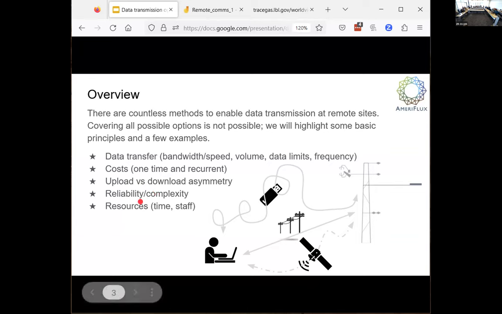We're always thinking about reliability of our systems and uptime, and it's something you want to think about for your data communications as well. And then lastly, resources. I'm thinking about this from the human aspect, not only staff time, but also whether the knowledge and capabilities are there, or whether you need to contract that out or work with others.